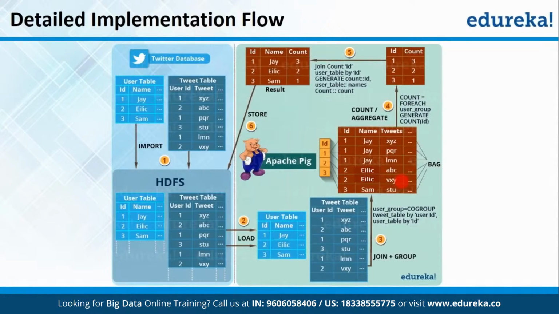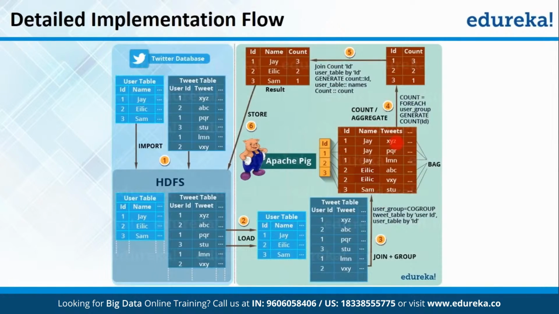If you divide co-group, the first operation that gets executed is the join operation on the two tables, and on the result, a group operation is executed over the ID. So once the tables are joined, this is the result that you receive: 1j_xyz, 1j_pqr, and so on. That is, you get all the columns in one table itself.